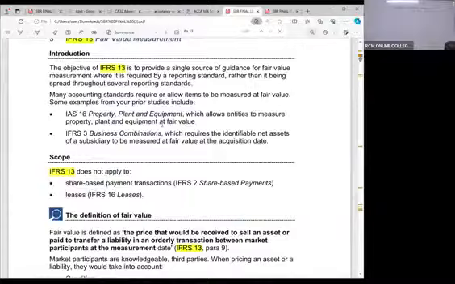IFRS 3, which is a consolidation standard, which we'll be discussing in just a few days, is about business combinations, when businesses are combined. It requires the identifiable net assets of a subsidiary to be measured at fair value at the acquisition date. IFRS 13 does not apply to share-based payment transactions, what we were doing yesterday. It also does not apply to leases, IFRS 16.